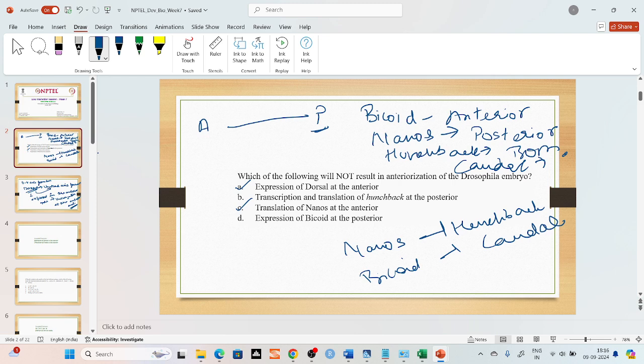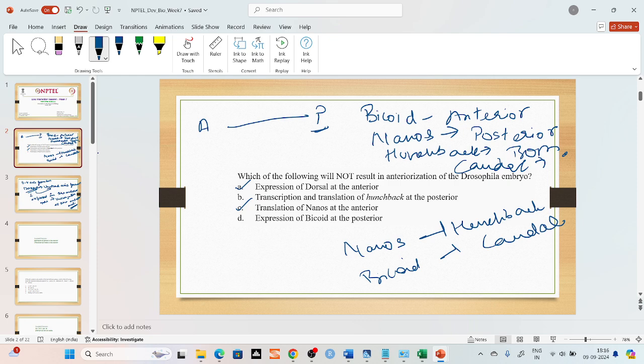Then translation of nanos at the anterior. So nanos also specifies the posterior axis. So if nanos is present in the anterior axis, then what will happen? Ventralization of the anterior axis will take place. Okay. Then expression of bicoid at the posterior. So if bicoid is present at the posterior axis, then the posterior axis would be anteriorized. That means anterior axis formation will take place at the posterior end if bicoid is expressed at the posterior end.